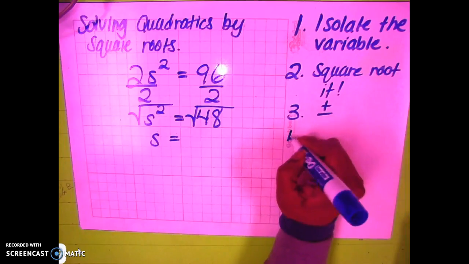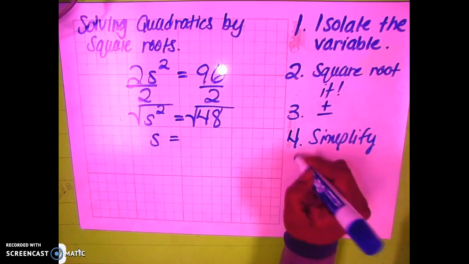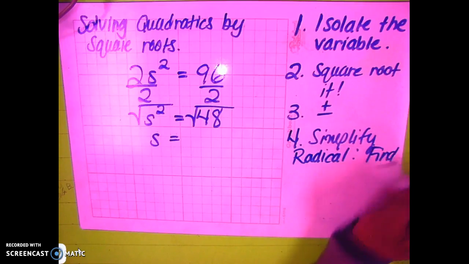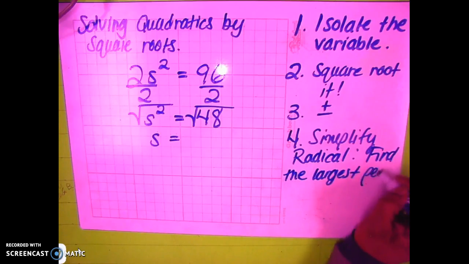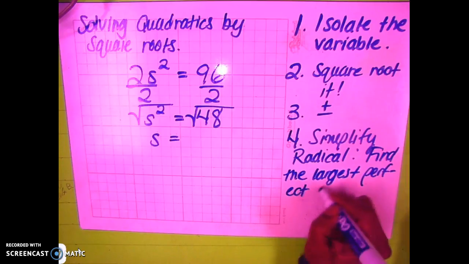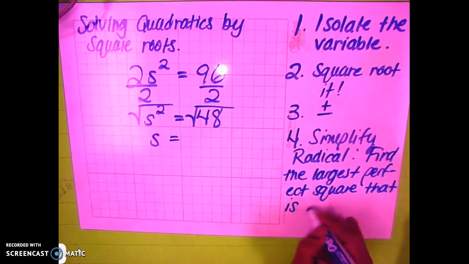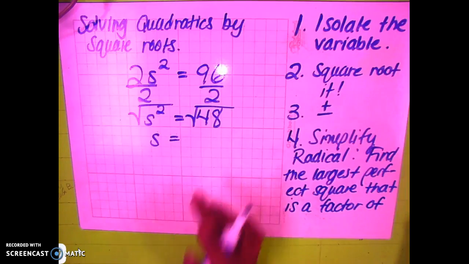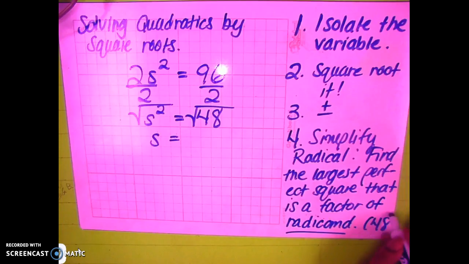Okay, so let's add a step. If we need to simplify, find the largest perfect square that is a factor of the number underneath, which is called the radicand. So I'm going to write that, radicand. Okay, in our case for this example it's 48.